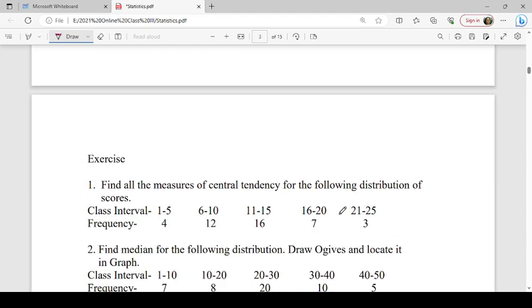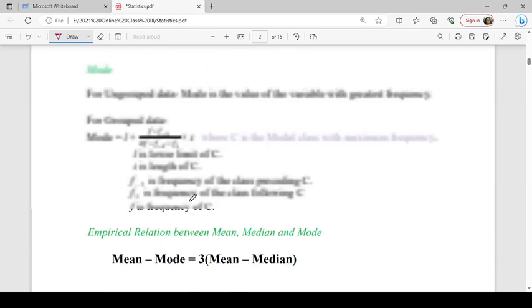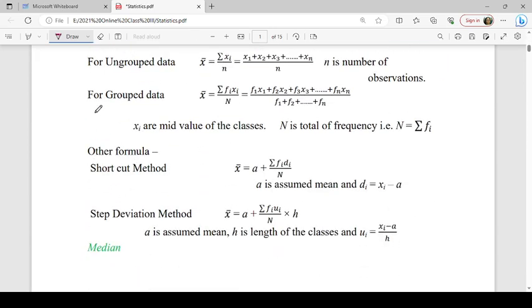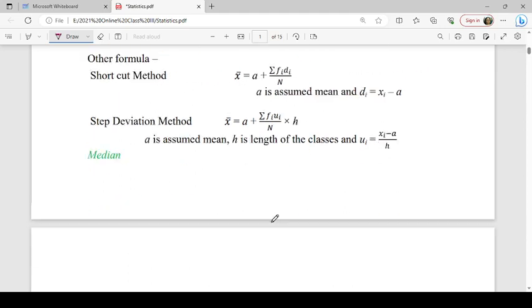Now let's see an example. Find all measures of central tendency for the following distribution of scores. So this is grouped data, a frequency distribution table. All measures means we need to find mean, median and mode. For mean, our formula is this one; you can try any of the three, and all will give the same value. For x bar, the xi are the mid values of classes, so we find xi.